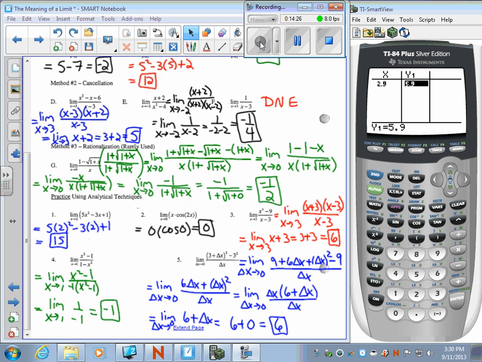Here are the solutions to the practice 1 through 5. Number 1 is 15. Number 2 is 0. Number 3 is 6. Number 4 is -1. Number 5 is 6. So at this point, if your answers are not correct, you need to pause the video so that you can fix any of your errors.